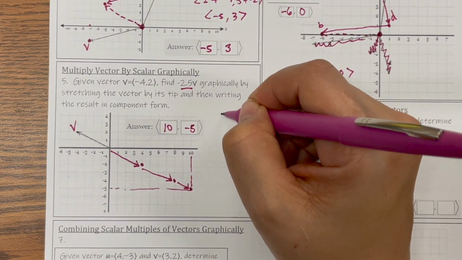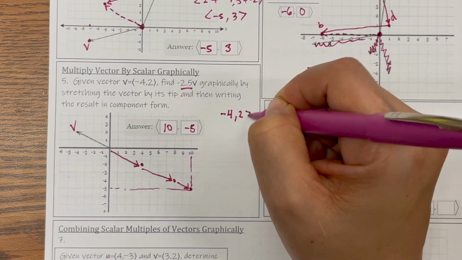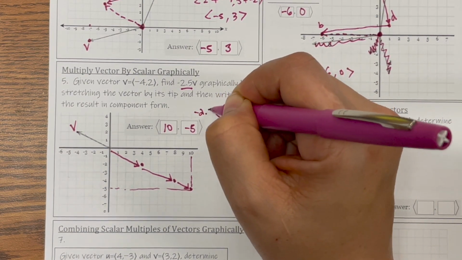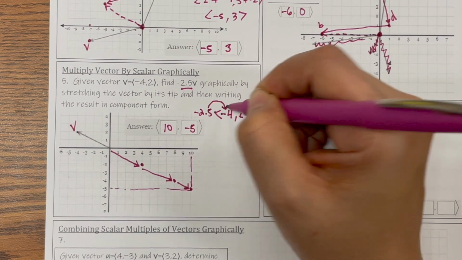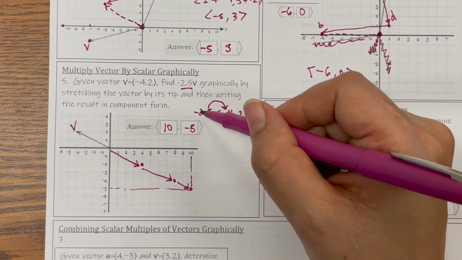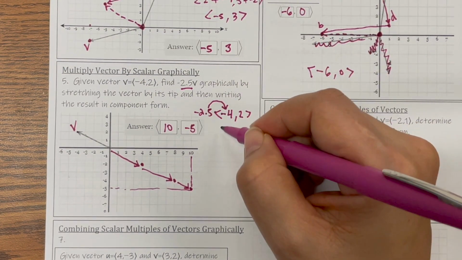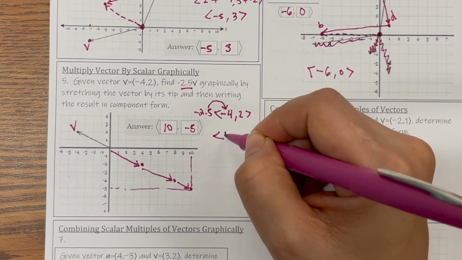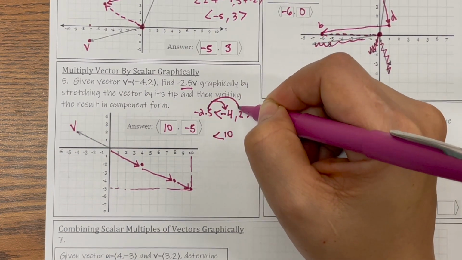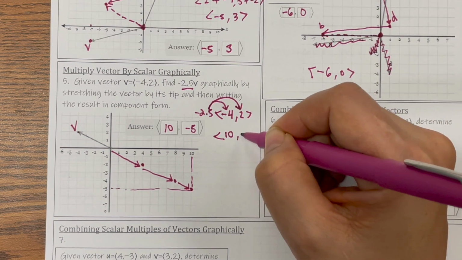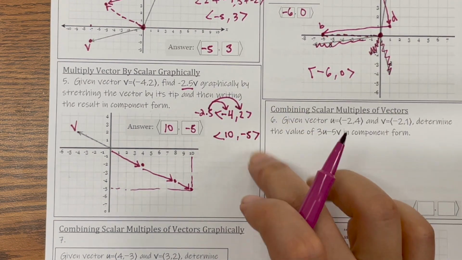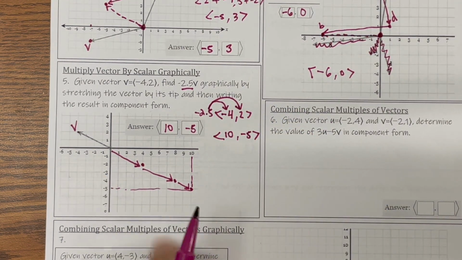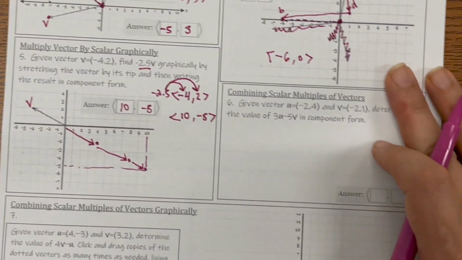Okay, now we can definitely check this numerically as well, right? So I'm going to put it on the side here. So -4, 2, and we're multiplying that by -2.5. So all you do is you distribute it in. -2.5 times -4 is +10, and -2.5 times +2 is -5. So you can do it numerically or you could do it graphically. Okay. Number 6.